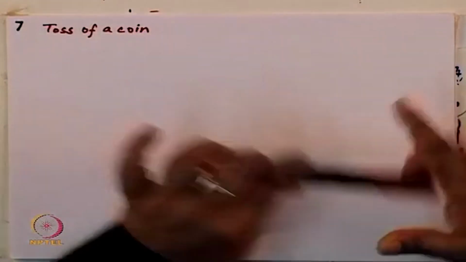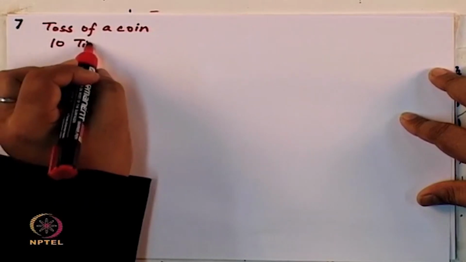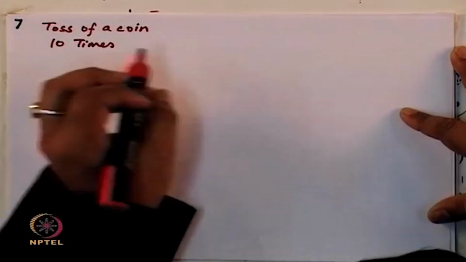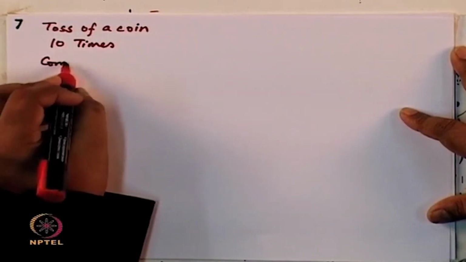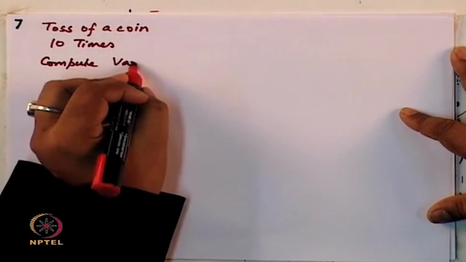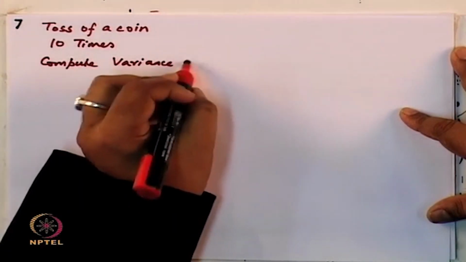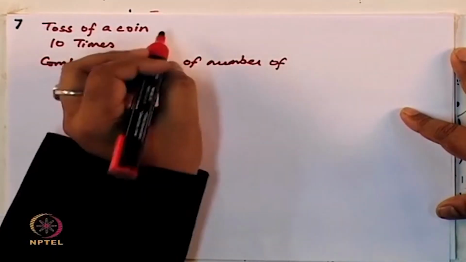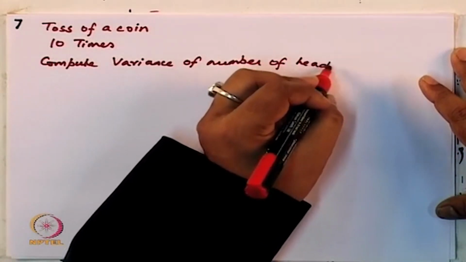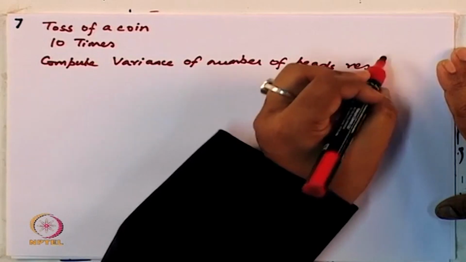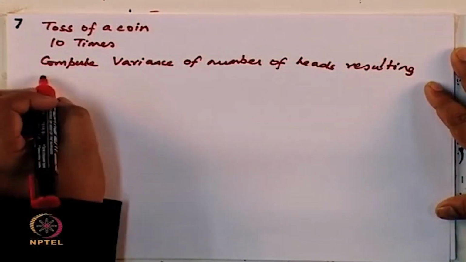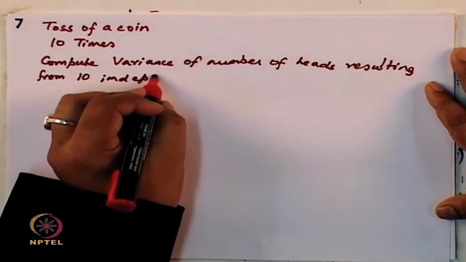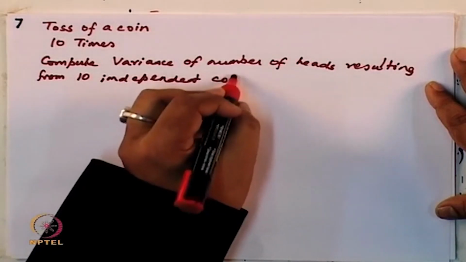Okay. And you are tossing it 10 times. So, you want to compute the variance of the number of heads resulting from 10 independent coin tosses.